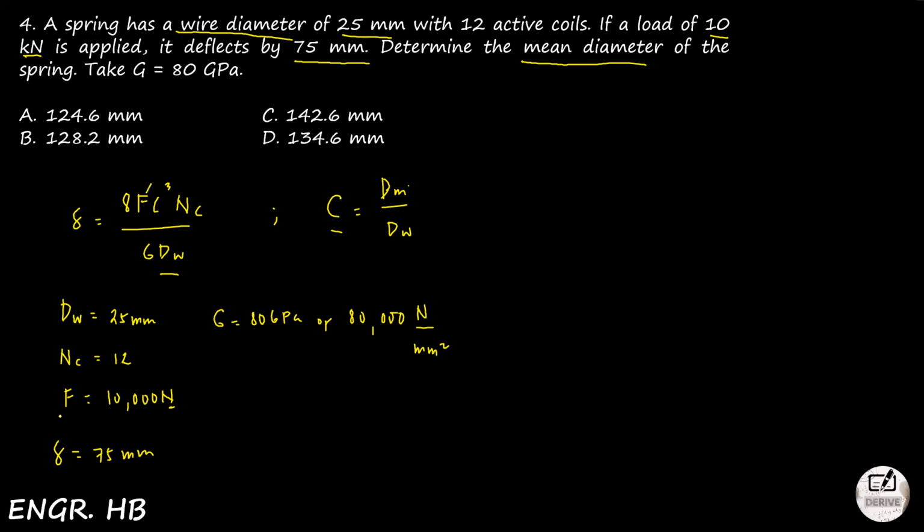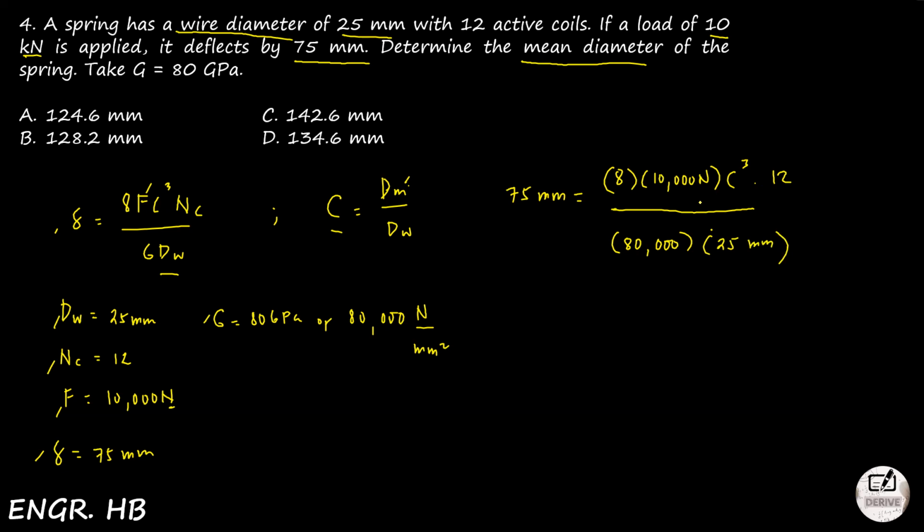So, F is given, 10,000 newtons. Si C wala, si Nc ay given. Si G ay given, and si Dw ay given. Si deformation ay given. So, matik, ang makukuha natin sa formula na ito is letter C. Para maging tulay, makuha natin si mean diameter. So, isa-isahin natin. Deformation is equal to 75 mm is equal to 8 times 10,000 newtons times C cubed times number of coils, which is 12, divided by G, or 80,000 times wire diameter of 25 mm.